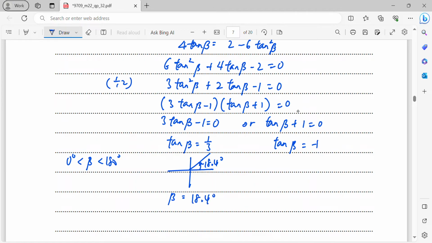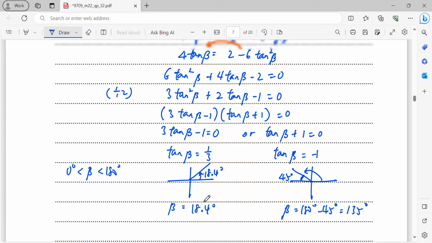Okay, and for the next one, since the tangent is negative, that means it's in the second quadrant. So when you take the inverse tangent of minus 1, you will be getting 45 degrees. Sorry, inverse tangent 1, it will be 45 degrees. The minus is just to show the position of the angle. So now here is going to be 180 minus 45. So beta is 180 minus 45 degrees. Therefore, it will be 135 degrees. So now here we get 2 beta.